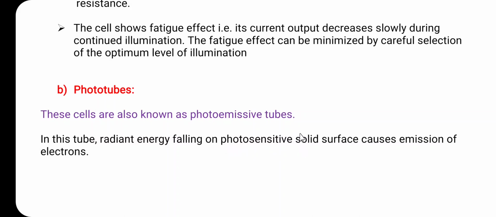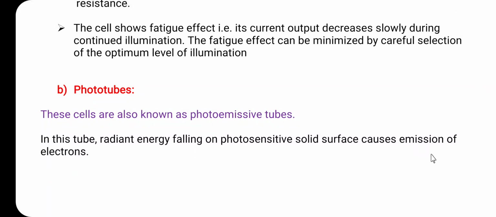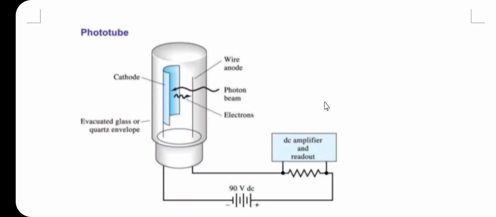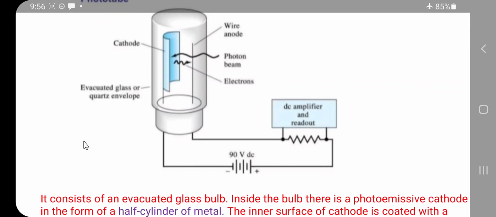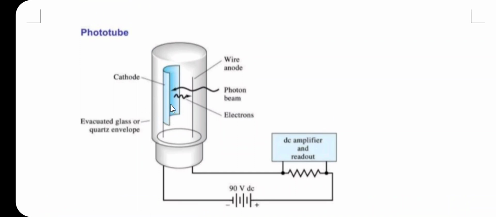So, here let us consider the diagram of the phototubes. So, this is the diagram of the phototubes. So, here it consists of an evacuated glass bulb, or here evacuated glass tube. So, this is the evacuated glass tube. So, it consists of the evacuated glass tube or the glass bulb, and inside the bulb there is a photoemissive cathode. So, this is the photoemissive cathode. So, here the photoemissive cathode is in the form of a half cylinder of metal.